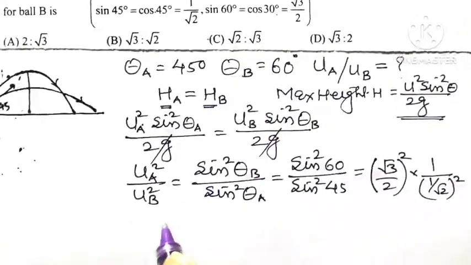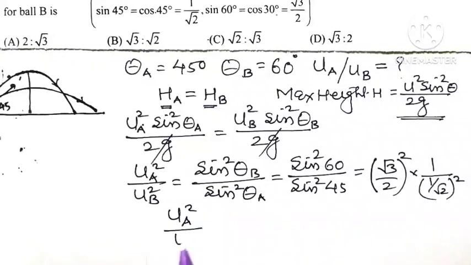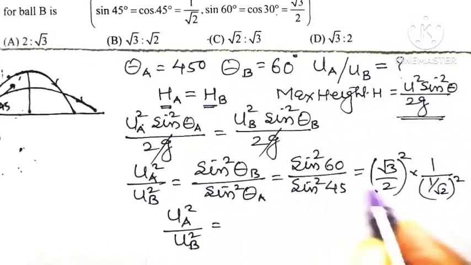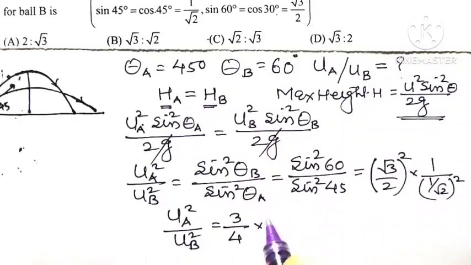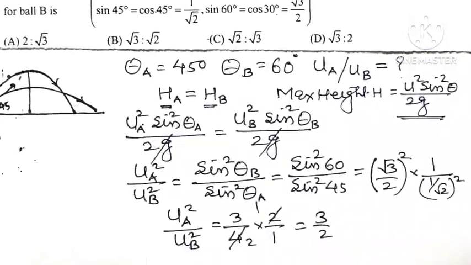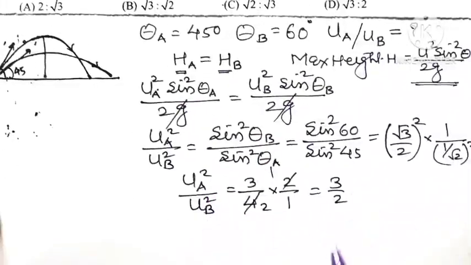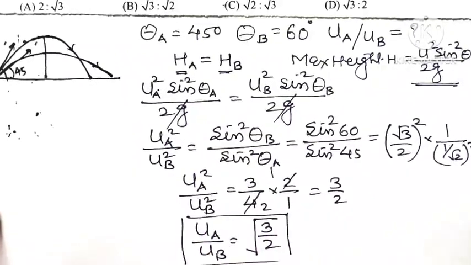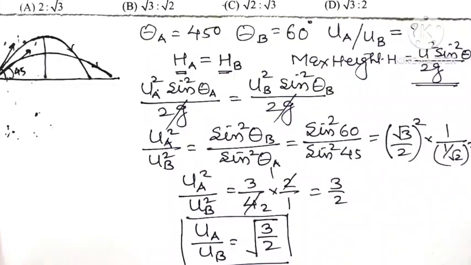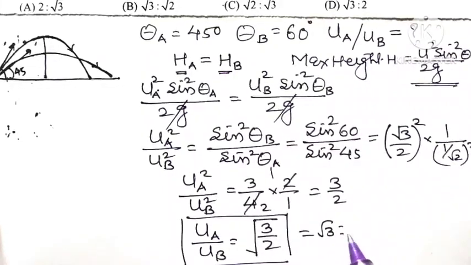So UA square upon UB square is equal to, here the square of root 3 by 2 means 3 by 4, into 1 upon root 2 whole square, which means 1 by 2. So it becomes 2 by 1. So 2 ones are 2, 2 twos are 4, that is 3 by 2. So UA square upon UB square is 3 by 2. Taking square root on both sides, we get UA upon UB is equal to under root of 3 divided by 2, that is equal to root 3 by root 2.